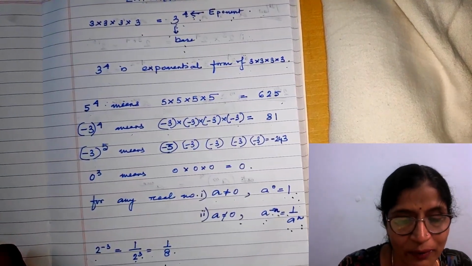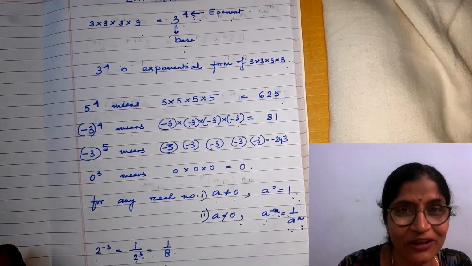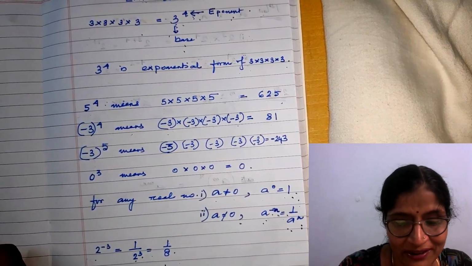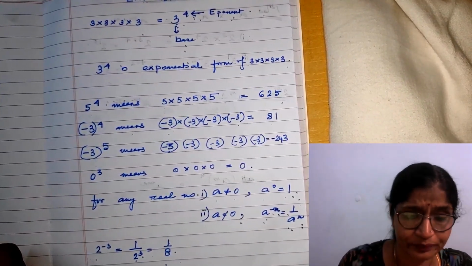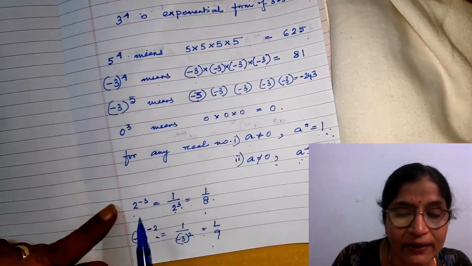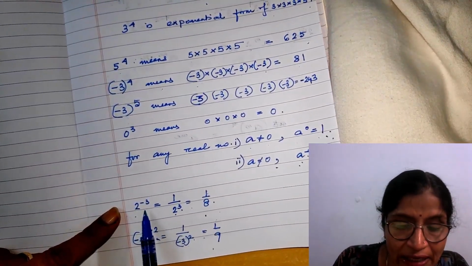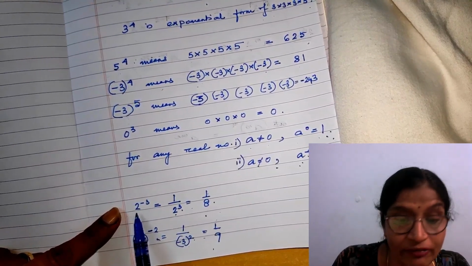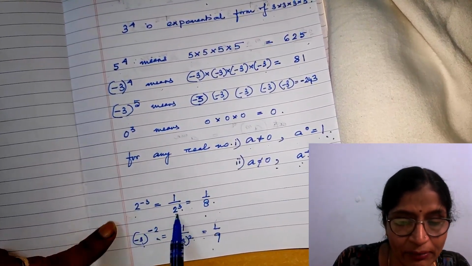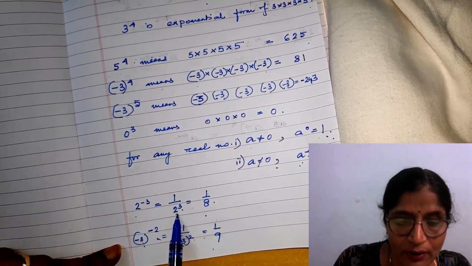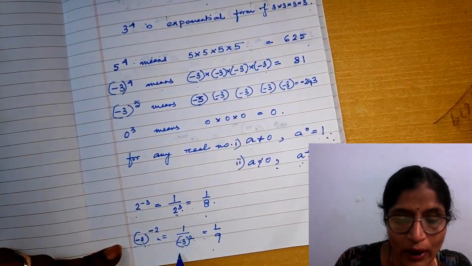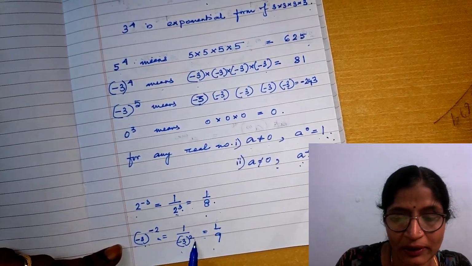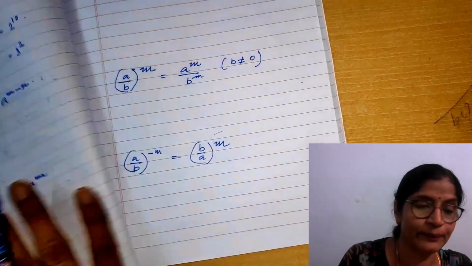Minus 3 to the power minus 2 is equal to 1 divided by minus 3 to the power 2, and that is equal to 1 by 9. So to make the power positive, what we have to do: if the base is in the numerator, I will make it in the denominator. So minus 3 to the power minus 2 is equal to 1 divided by minus 3 to the power 2, that is equal to 1 by 9.